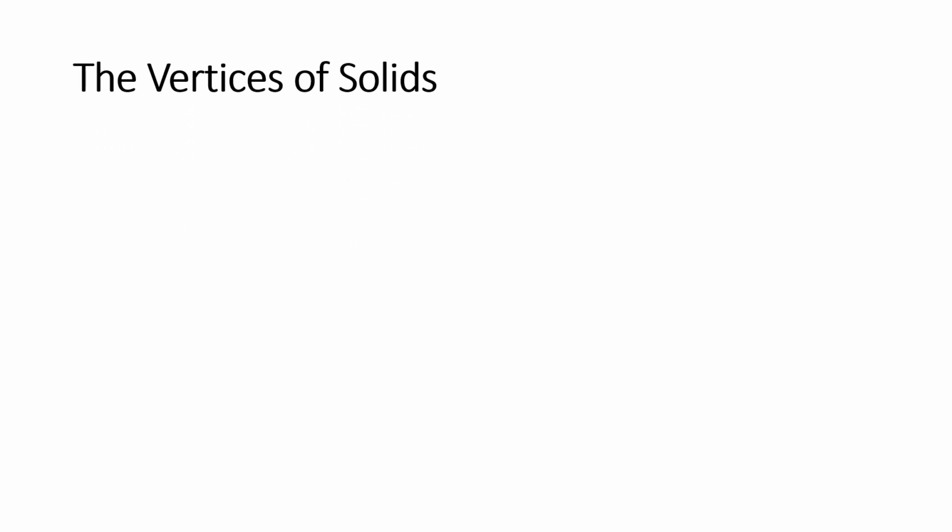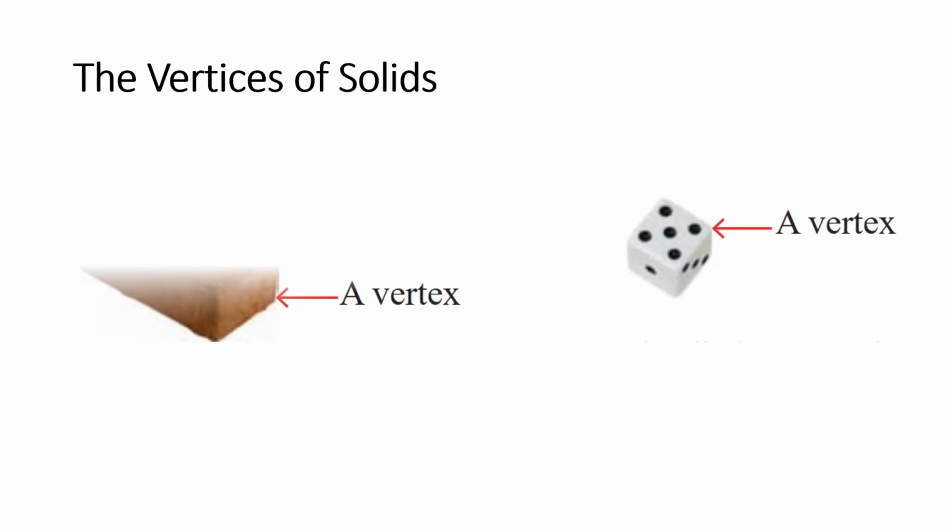The vertices of solids. The vertices of a solid are formed by meeting edges. Normally, when two or more edges meet, a vertex will form. In the brick and the die, we can see there are 8 vertices. Those vertices are formed by meeting 3 edges.